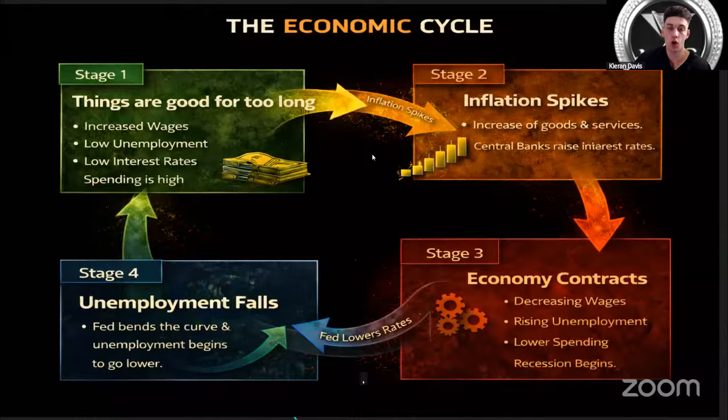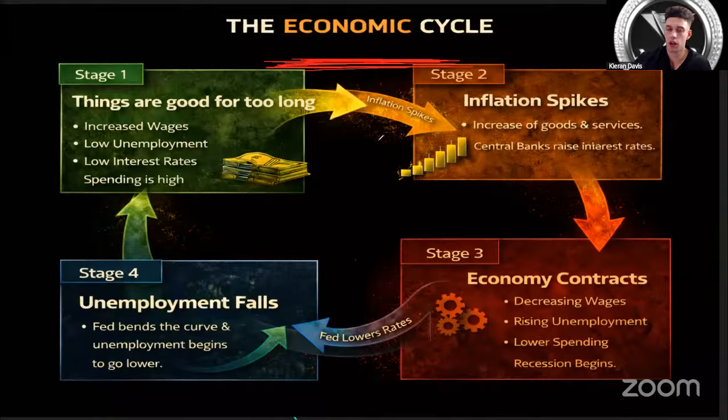Now, what we have to understand is the environment that we're in, because once you understand the environment, you're going to know if it's more likely for buyers or sellers to step in. So if we recap the economic cycle, the first thing to understand is there are different stages. We are now in stage one and two.